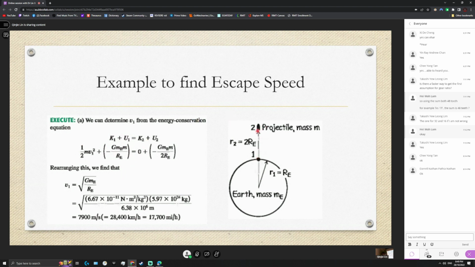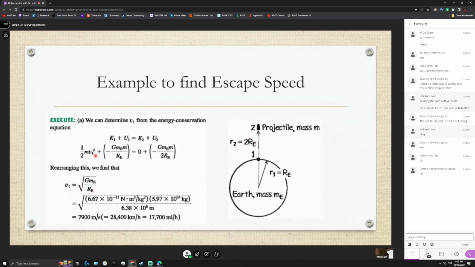So for point 2, they just want you to have enough speed to just reach this point. And then at that point, you won't be moving anymore. So K2, the kinetic energy at this point, is 0. You're not moving. For potential energy at that point, you just use this new radius, which is 2RE. The equation is minus GMm over R, right? So the R becomes 2RE. Okay, down here.